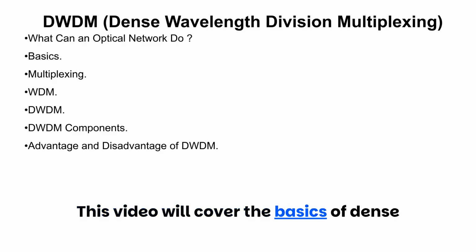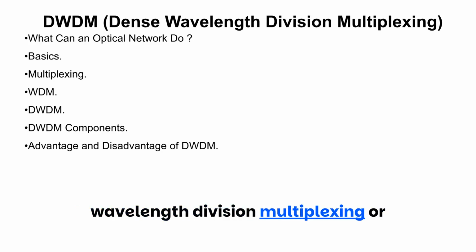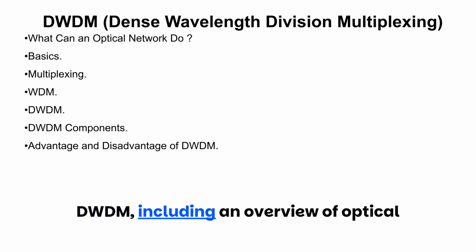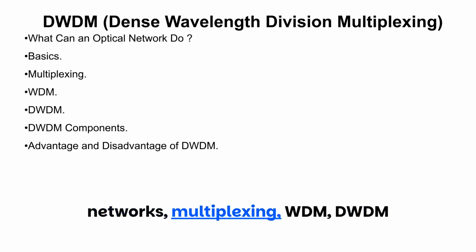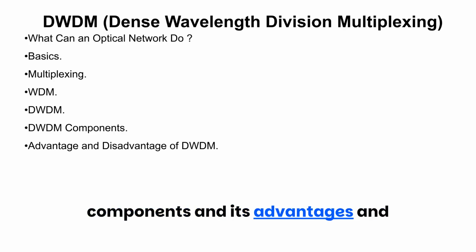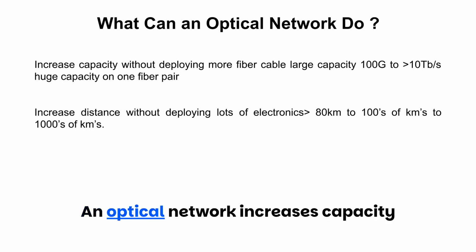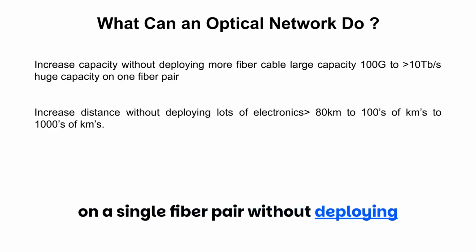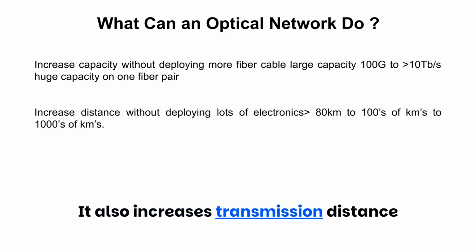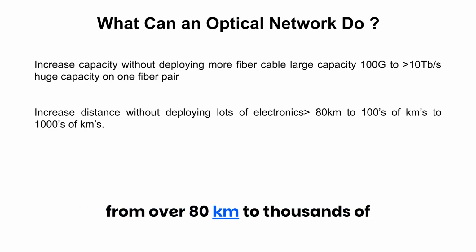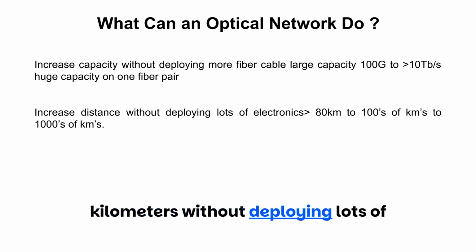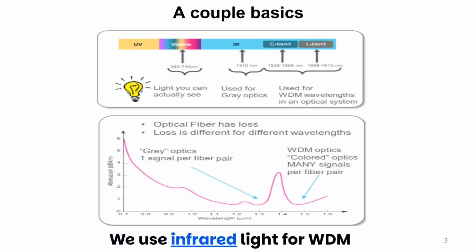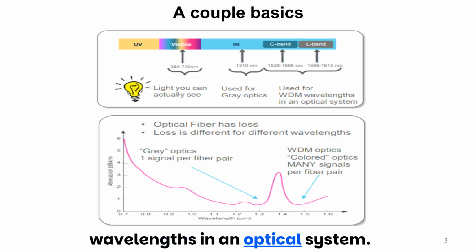This video will cover the basics of dense wavelength division multiplexing, or DWDM, including an overview of optical networks, multiplexing, WDM, DWDM components, and its advantages and disadvantages. An optical network increases capacity from 100G to over 10 terabits per second on a single fiber pair, without deploying more fiber. It also increases transmission distance from over 80 kilometers to thousands of kilometers without deploying lots of electronic equipment. We use infrared light for WDM wavelengths in an optical system.